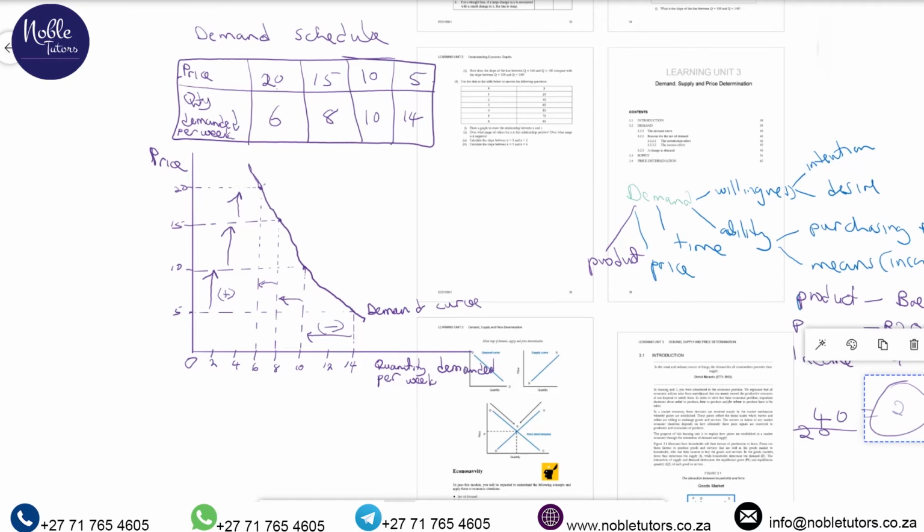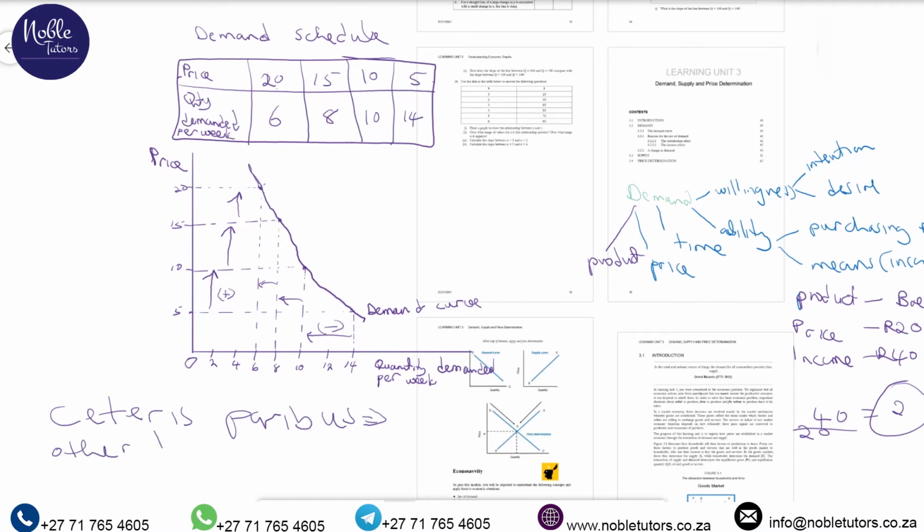By ceteris paribus, I simply mean other things being equal. Other things being equal, or other things being constant, or other things remain unchanged or remain the same. These other things, which I'm explaining here, include income, consumer taste and preference, complement products in consumption, etc. So now you know the term ceteris paribus.